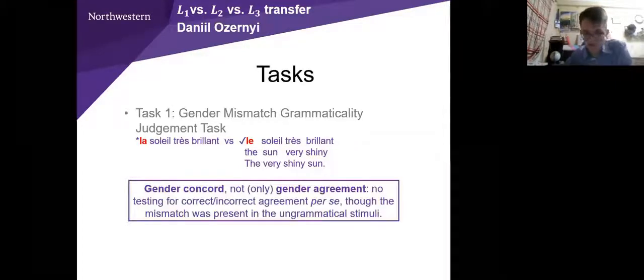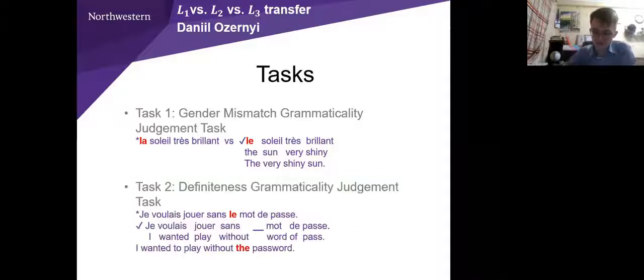At this point, I shall note that I looked for gender concord, not only for gender agreement. There was no testing for correct or incorrect agreement per se, though the mismatch was present in the ungrammatical stimuli.